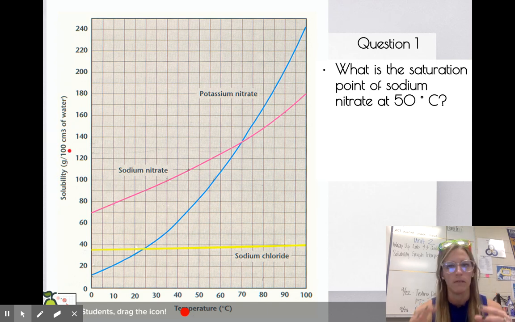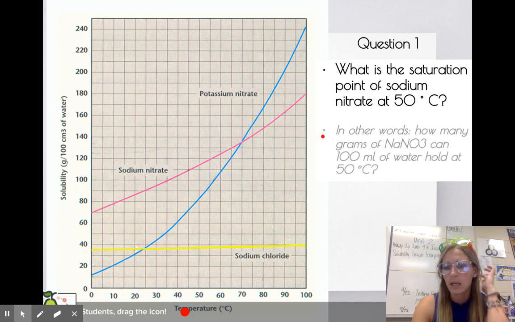You've got to have all of that. I know it's a mouthful, but you've got to have all of that in your label. Otherwise, it looks like a density label. So make sure you include the solute. So sodium nitrate is what it's asking, and then the water. Okay. Second question.